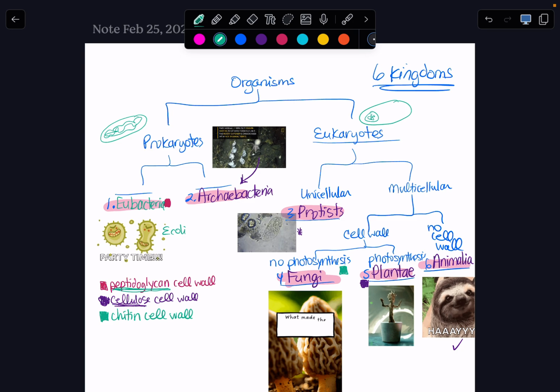So that gives us the 6 kingdoms. So we have the eubacteria, the archaeobacteria. We have the protists, the fungi, the plantae, and the animalia.